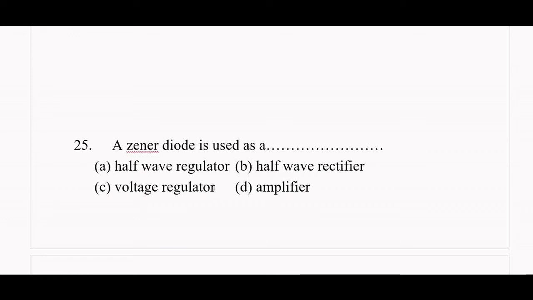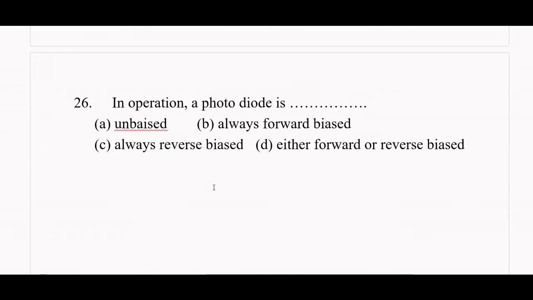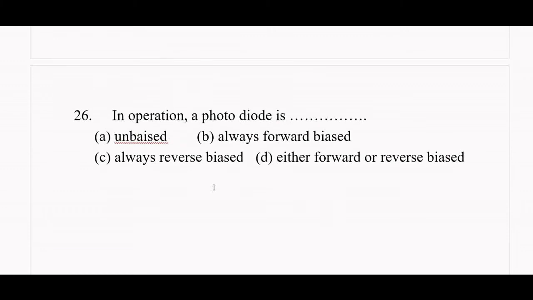Now question number 26. In operation, a photodiode is dash. A. Unbiased, or B. Always forward biased, C. Always reverse biased, or D. Either forward biased or reverse biased. So the correct answer is always reverse biased.